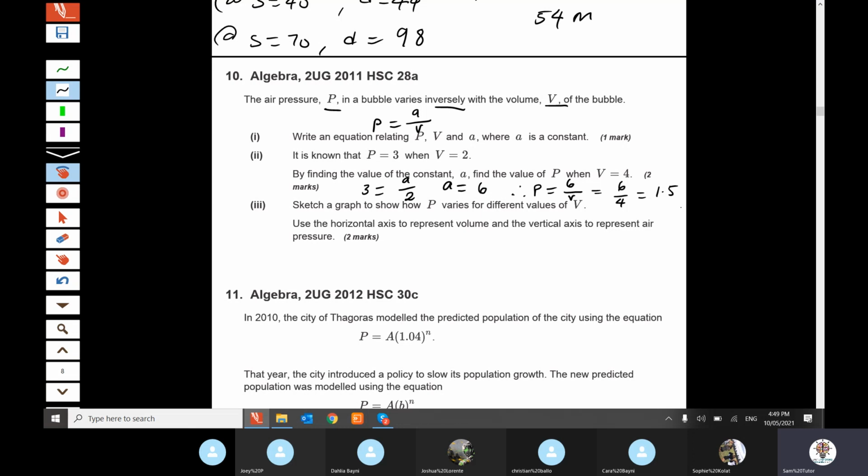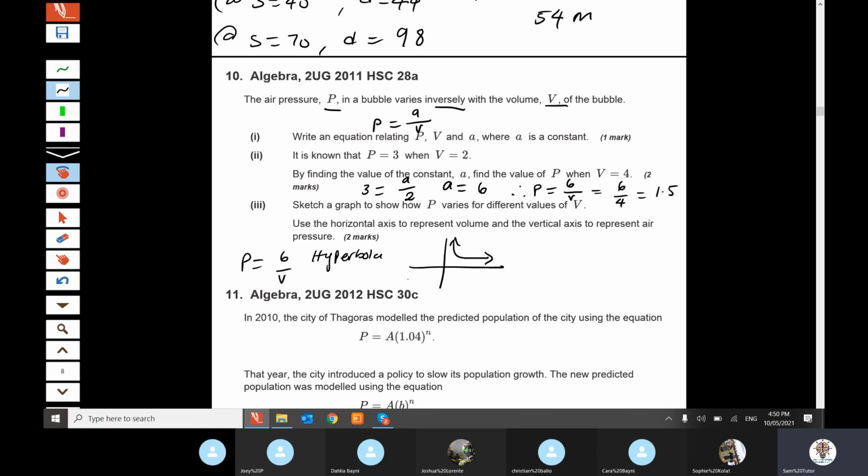Sketch a graph to show how P varies for different values of V. Before we sketch the graph, what kind of graph is it? It's a hyperbola. Because it's on V, anything on a pronumeral is a hyperbola. So we're trying to draw P equals 6 on V. We know it's a hyperbola, and we know hyperbolas look like this.